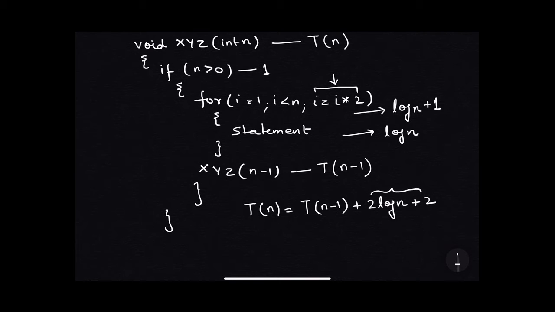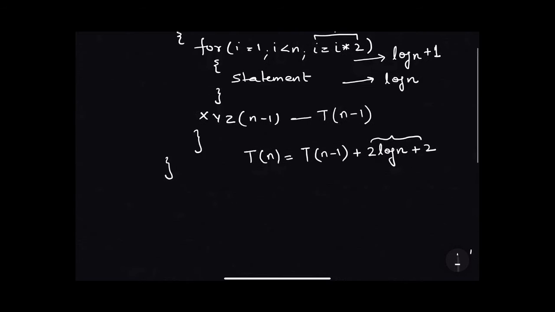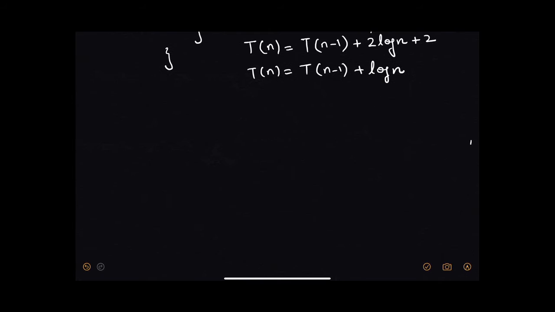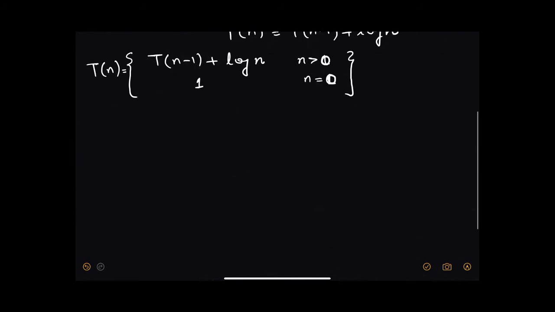Now since there are many constants involved in it, I can say that T(n) = T(n-1) + log n. So the recurrence relation becomes T(n) = T(n-1) + log n for n greater than 0, and for n equals 0, the value becomes 1. Okay, let us solve this.